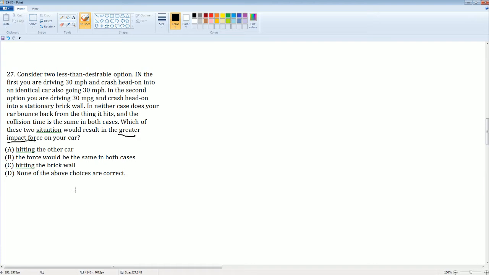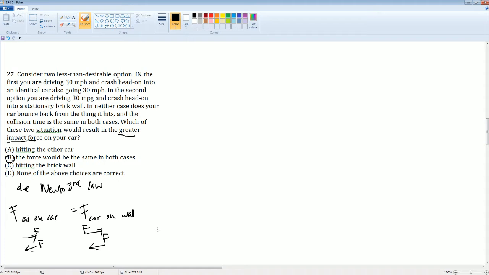So the momentum is going to change, but the force will remain the same, due to Newton's third law. Your force of car on car is the same thing as the force of your car on wall. It's going to be pushed F forward, so it's going to get hit by F as well. Here it's the same thing: F is on the wall, and the wall is going to push back with an F. So the force will be the same in both cases.